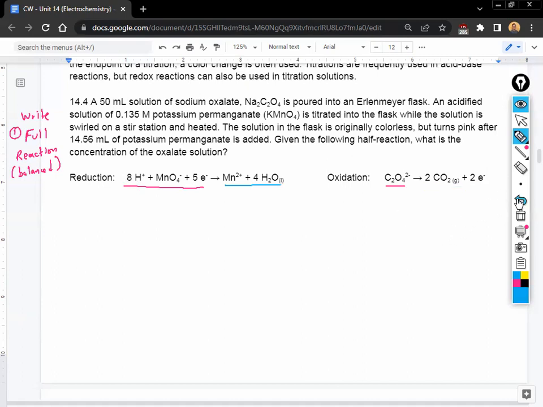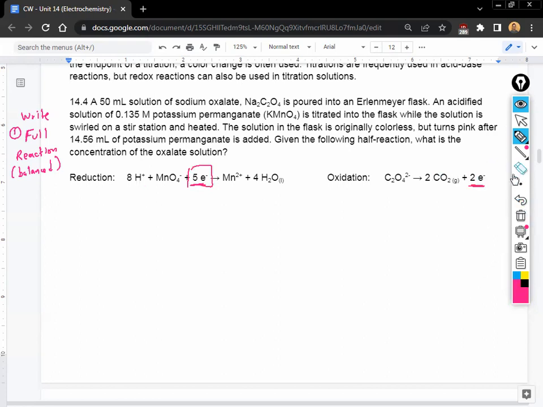Yes, the electrons. I know it's very hard to see, but how many electrons are on the reactant side? There's 5. And how many are on the product side? 2. Remember, we said that if we're going to combine the reactions, they need to be balanced. So we need to make sure there's the same number of electrons on the reactant and the product side.